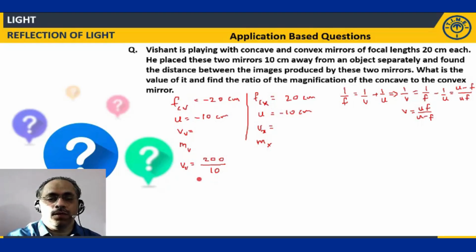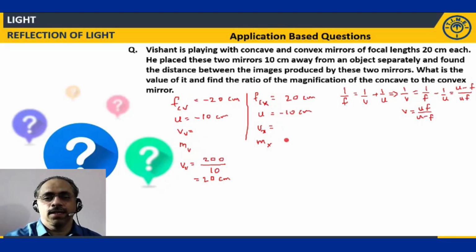So what am I getting here? This is 20. You can see very clearly focal length is negative, object distance is negative, but I have got the image distance to be positive. Why? It is a virtual image. Simple. The object is placed between the pole and the focus, so we'll be getting a magnified virtual image.